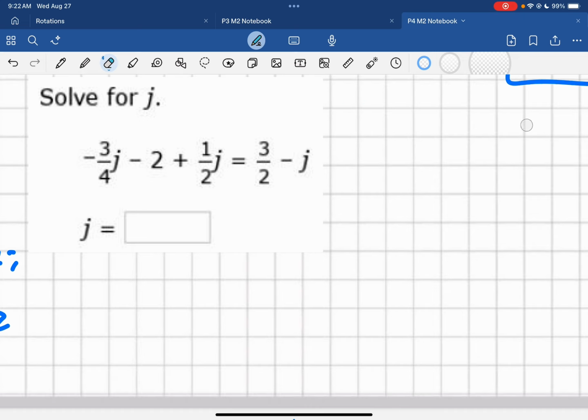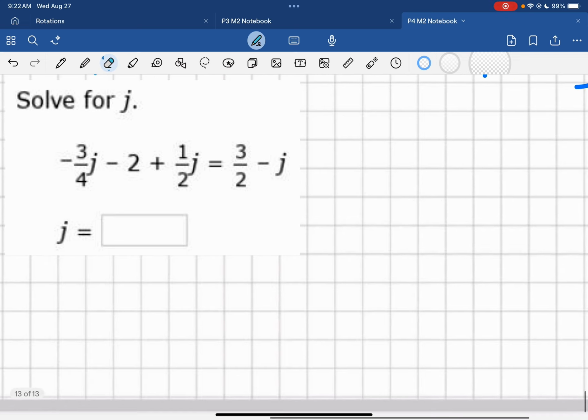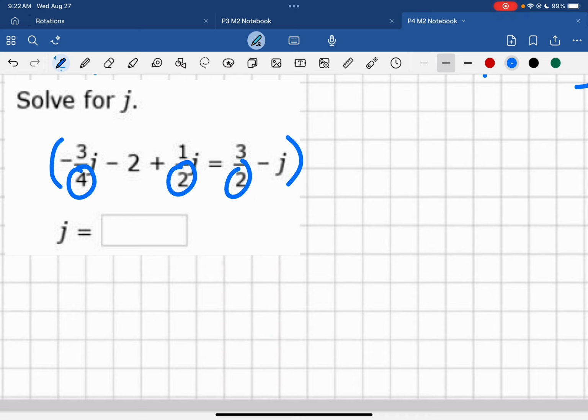All right. So this one has fractions, and so I'm going to be a fraction killer right now, and I'm going to kill these fractions. Now, to kill the fractions, what we have to do is multiply everything by the least common multiple of these denominators. So our least common multiple for 4 and 2 is going to be 4, because I can multiply 4 and I can multiply 2 by something to get 4. So I'm going to multiply everything by 4.